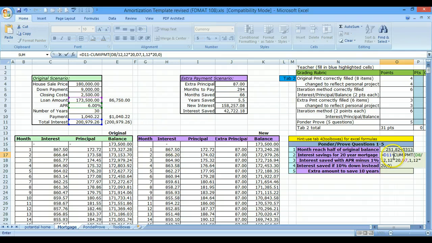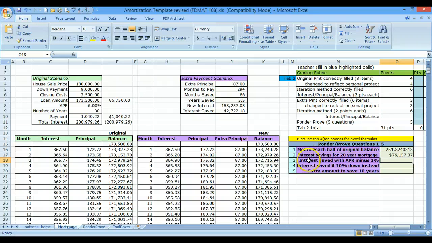But wait, remember how this calculated negatively? So I'm really going to add because it's a negative number. And I should get $76,157. So if I were to have financed for a 20-year mortgage instead of a 30-year, I would save $76,000 in interest. All right, the next one is again an interest.